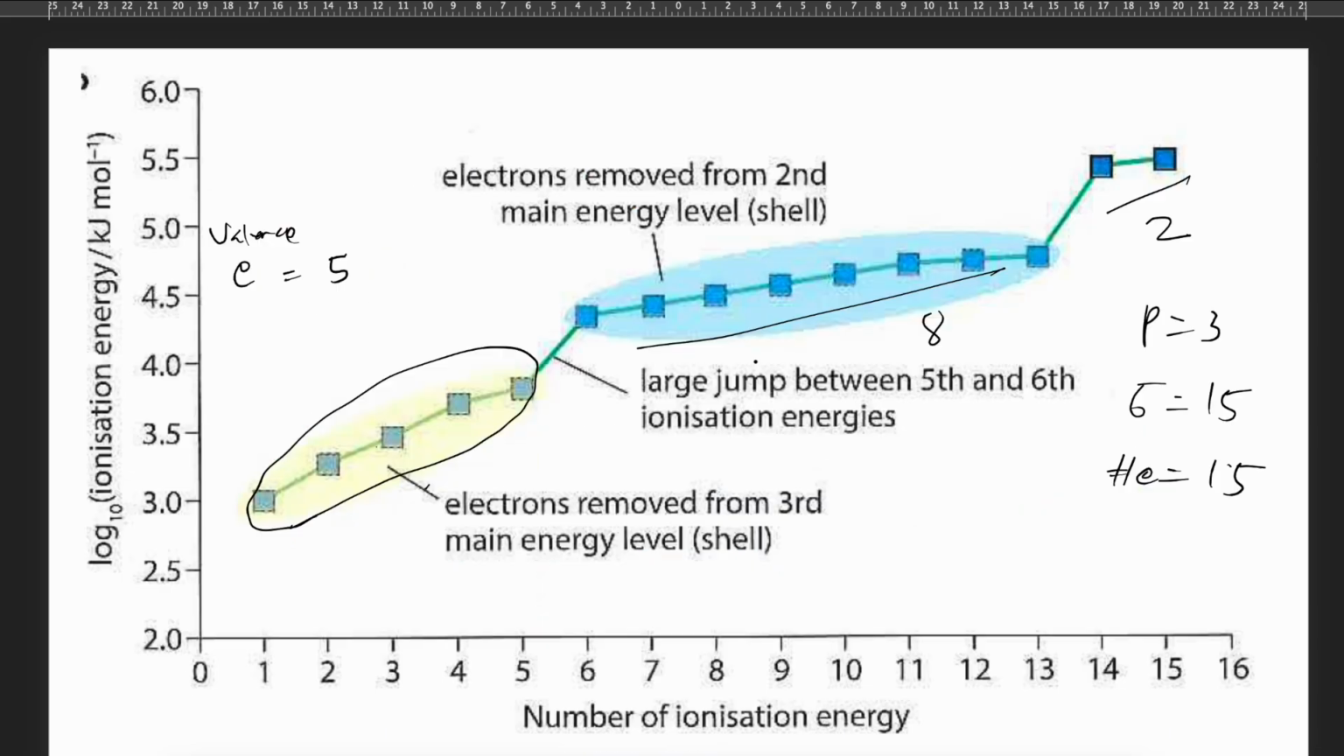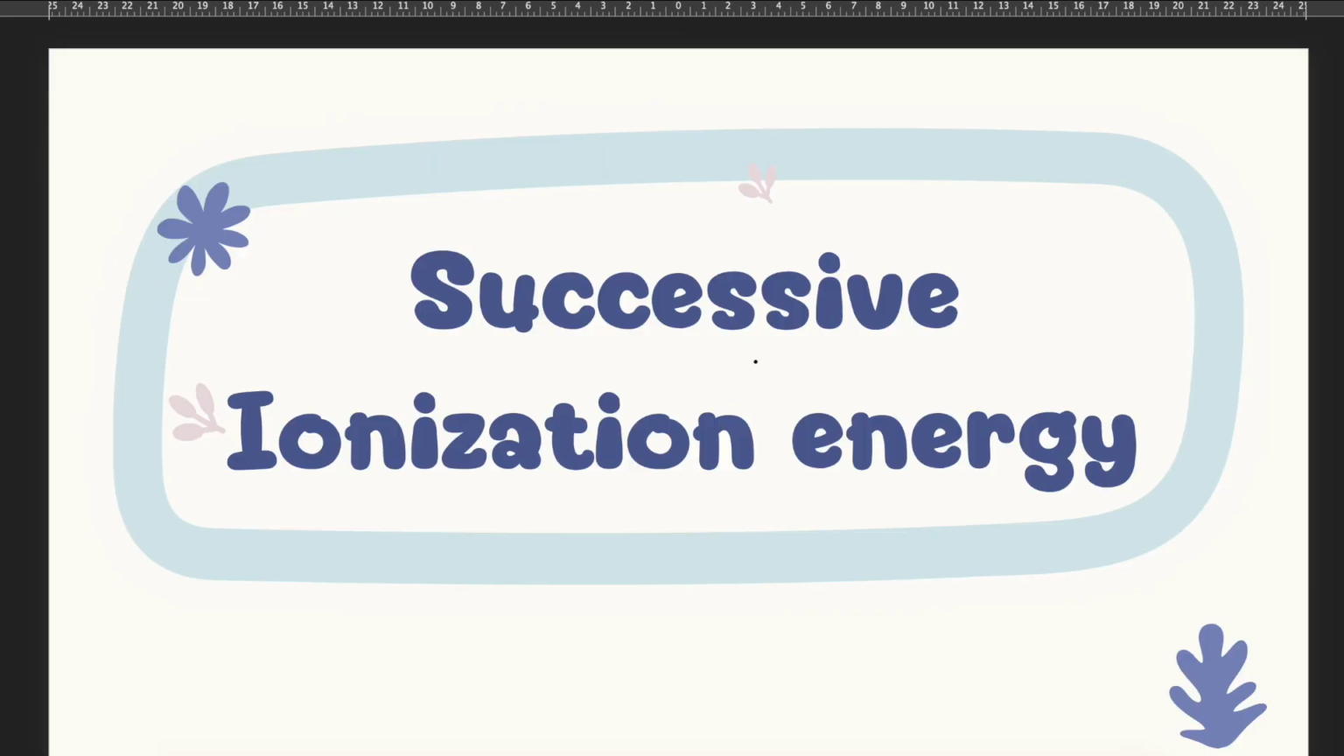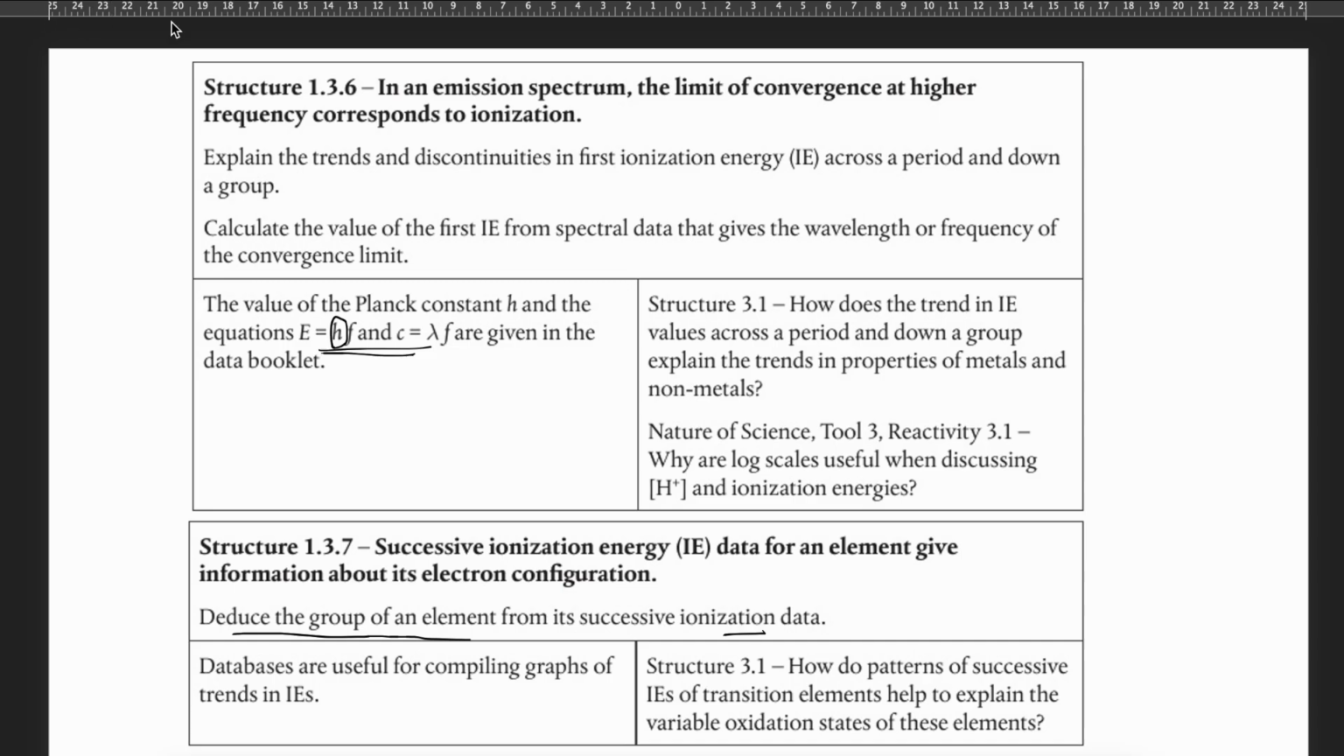So let's go back to the subtopics. Okay. There are linking questions asking how the trends of ionization energy values across a period and down a group explain the trends in the properties of metals and non-metals. Right, so across a period, ionization energy increases from left to right. Metals with low ionization energy lose electrons easily, making them more reactive, while non-metals with high ionization energy tend to gain or share electrons, forming anions or covalent bonds.